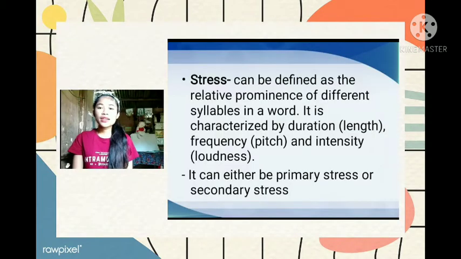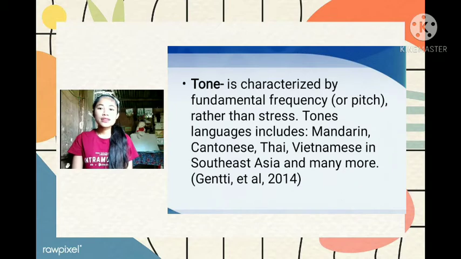Stress can be defined as the relative prominence of different syllables in a word. It is characterized by duration or length, frequency or pitch, and intensity or loudness. It can either be primary stress or secondary stress. Tone is characterized by fundamental frequency or pitch rather than stress. Tone languages include Mandarin, Cantonese, Thai, Vietnamese in Southeast Asia, and many more.